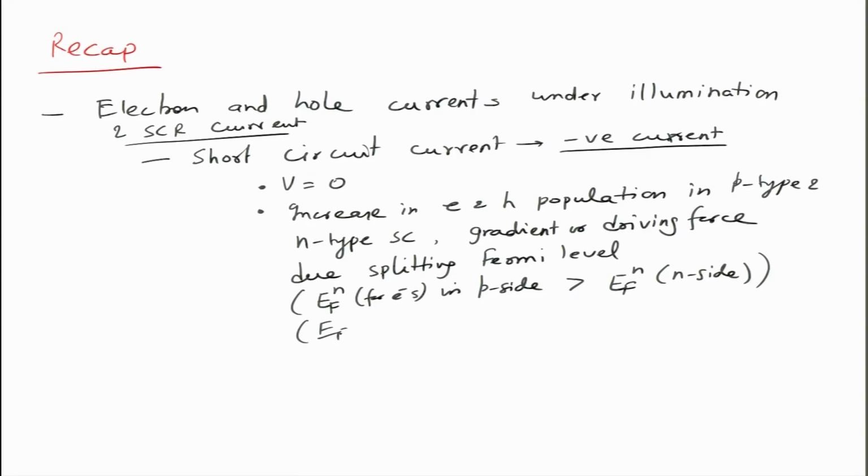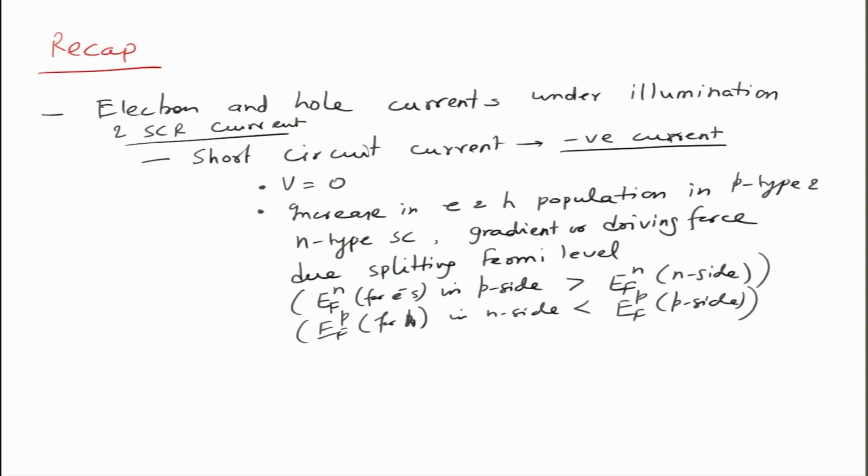Similarly, EFP for holes in n side is lower than EFP in p side. So you can say electron like to sink and hole like to float. So as a result, when there is a downhill gradient for a Fermi level for electrons will go from p to n side and holes will go from n to p side, and this happens because illumination causes massive increase in the carrier density, especially for minority carriers within p and n side.